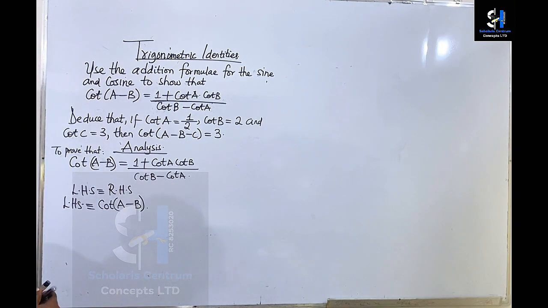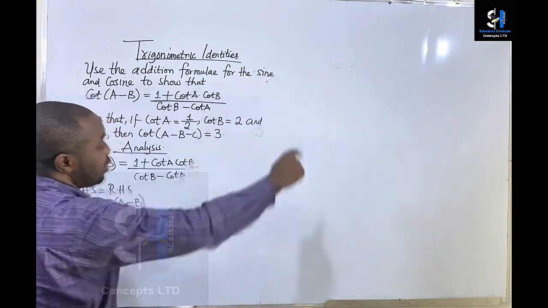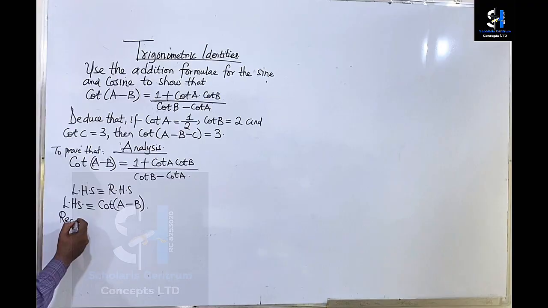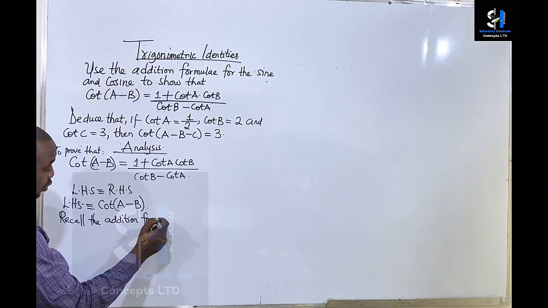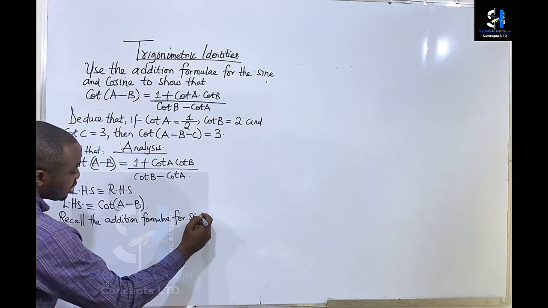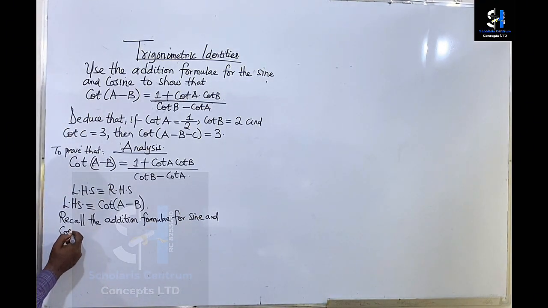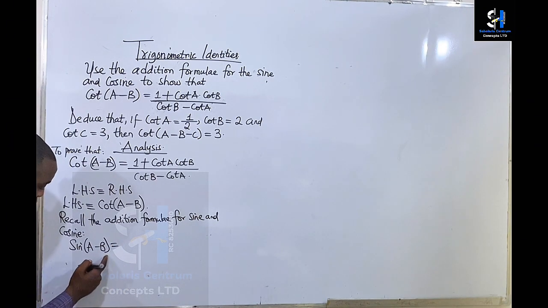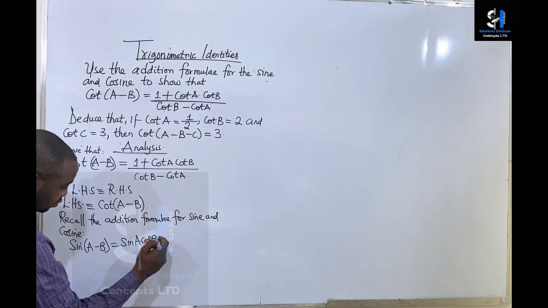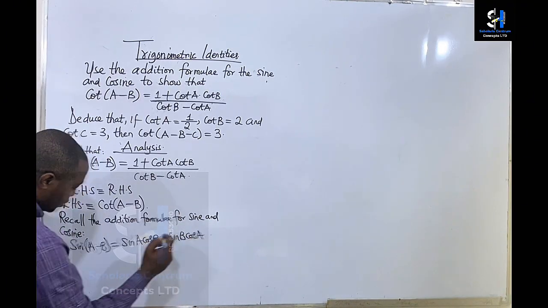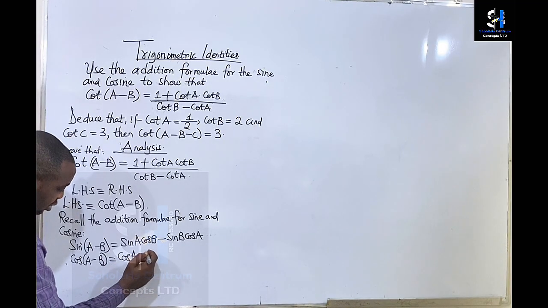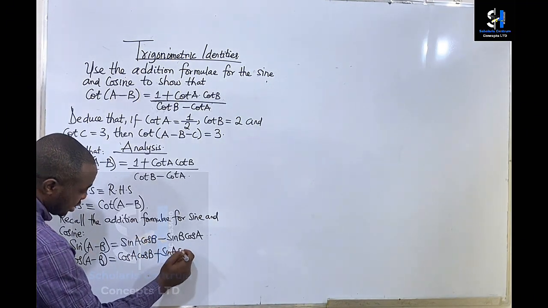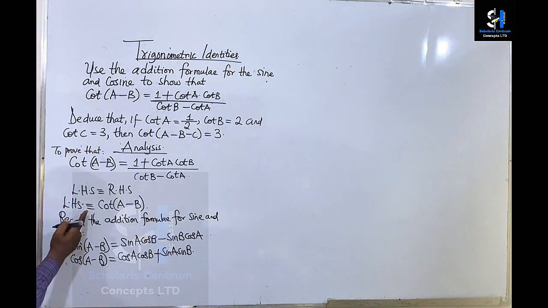On the left hand side we have cot(A minus B). Since we are asked to use the addition formulae for sine and cosine, let us recall them. The sine of a difference of two angles A and B is sinA cosB minus sinB cosA. Then the cosine of a difference between A and B is cosA cosB plus sinA sinB.